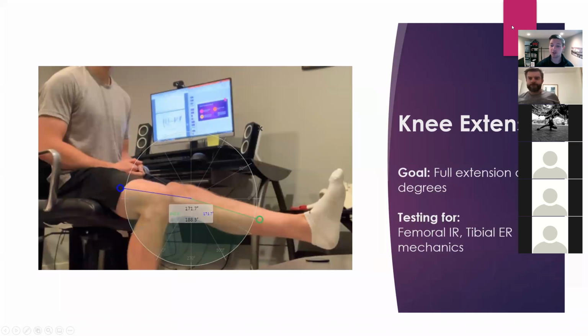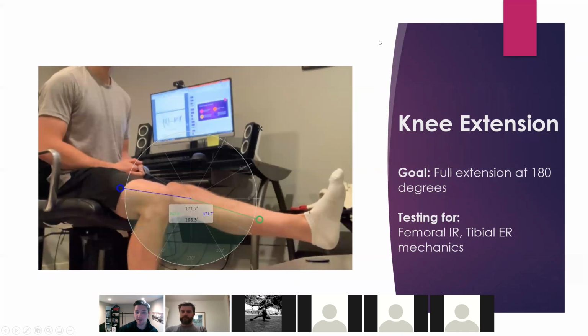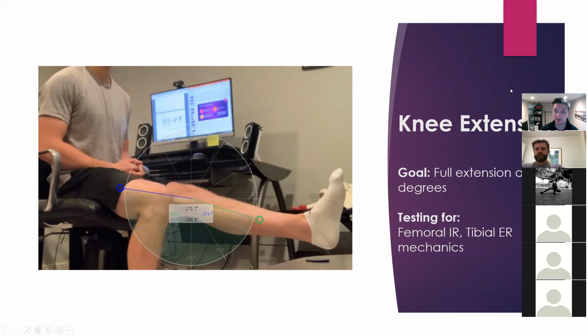You can use knee extension as a test. You can just have them sit and extend their knee. If they can get full knee extension at 180 degrees, you know that they can get femoral IR with relative tibial ER because of that screw home mechanism. So if you want to know if they can get that femoral IR, this is a good test to do.